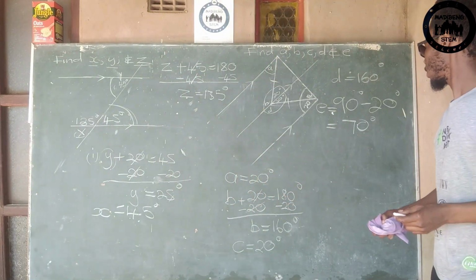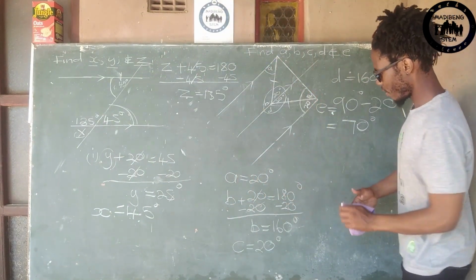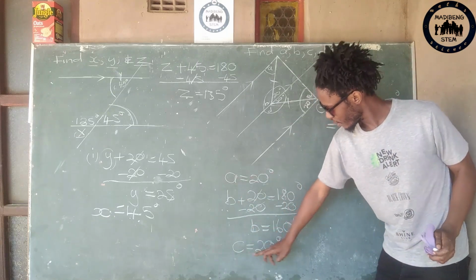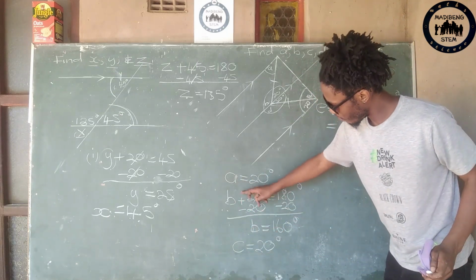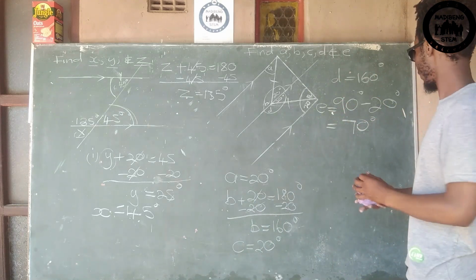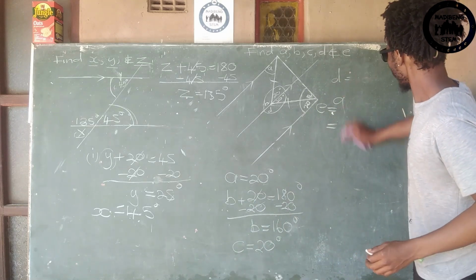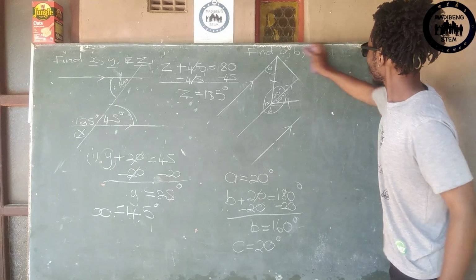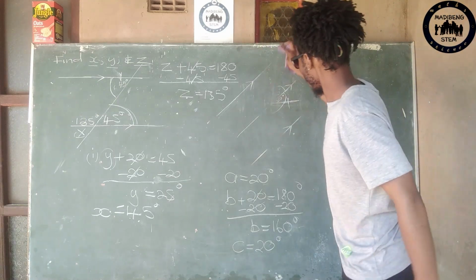Easy peasy. So we have A, B, C, D, E. We found all the angles. We have all the angles, guys.